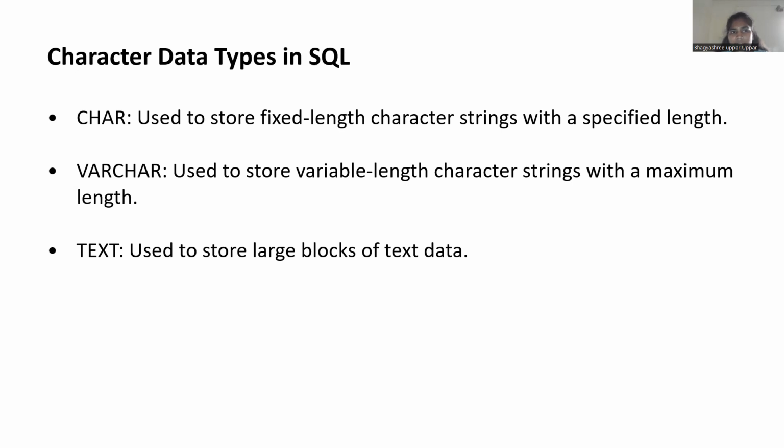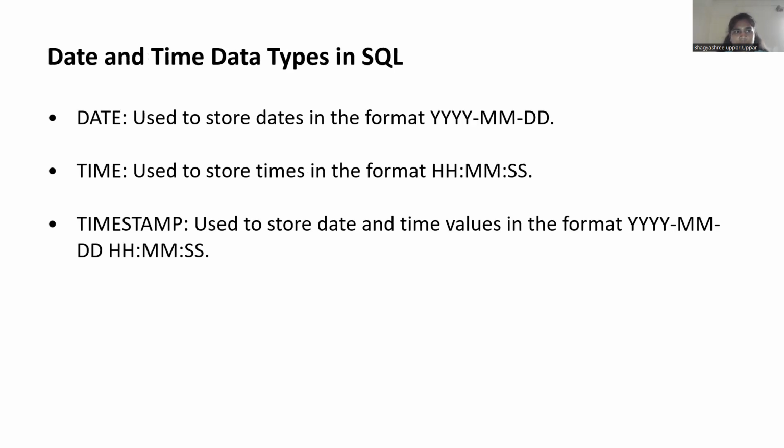Character data types in SQL. CHAR is used to store fixed length character strings with a specified length. VARCHAR is used to store variable length character strings with the maximum length. Text is used to store large blocks of text data.